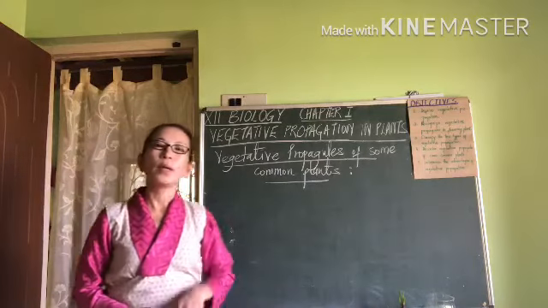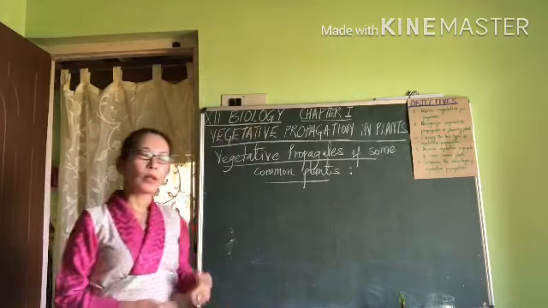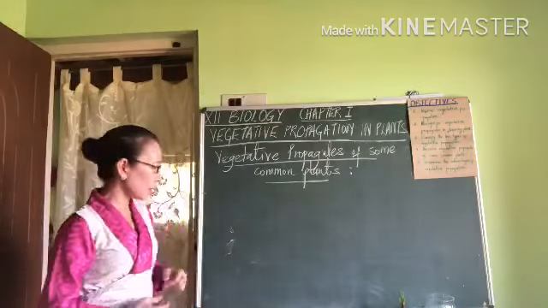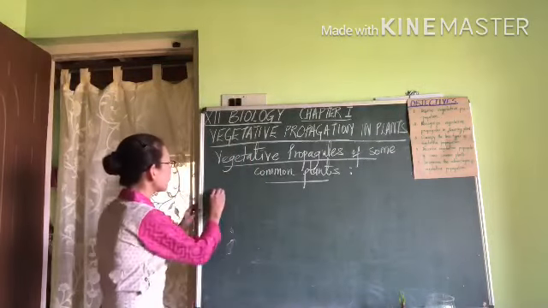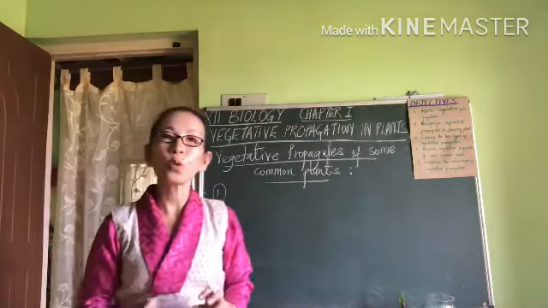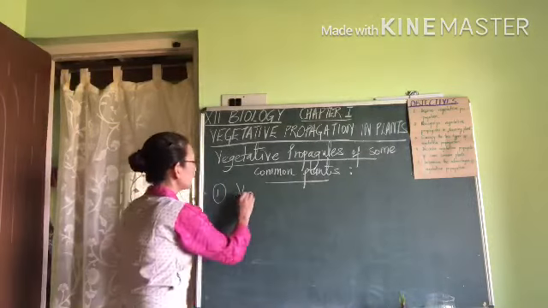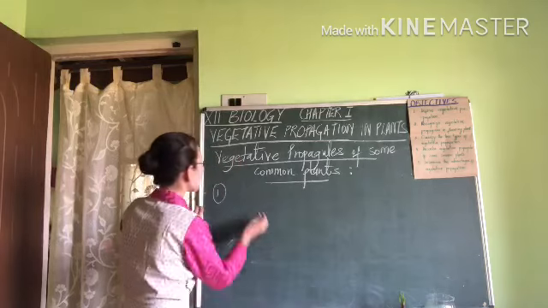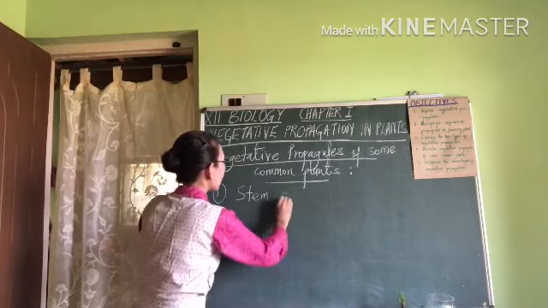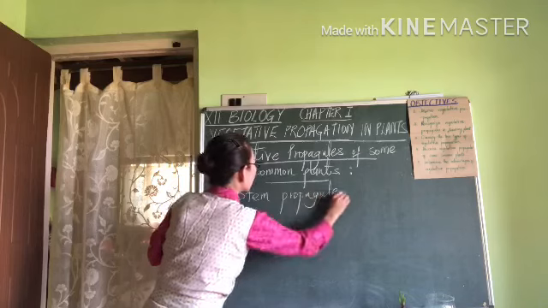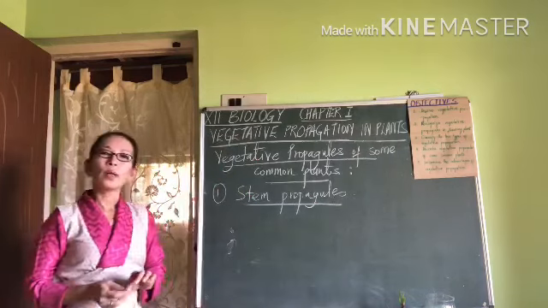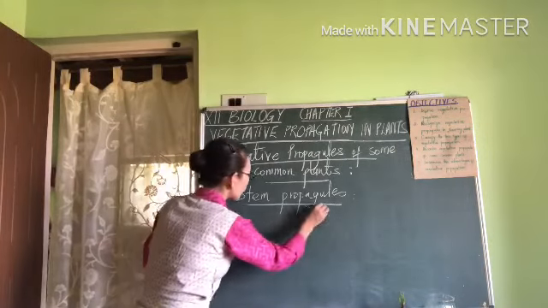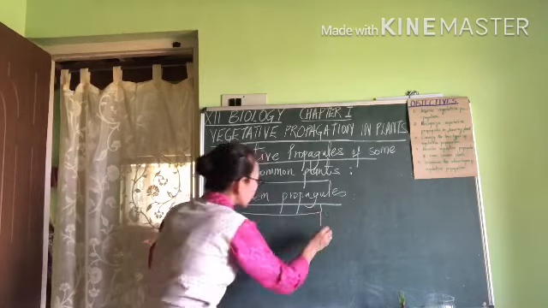Next, we will look into some of the vegetative propagules of common plants. Alright, as we have understood from the previous discussion, the vegetative propagules can be a stem, can be a leaf, can be a root. So in the first understanding, let's take up vegetative propagation through stem. Alright, so let's say stem propagules. Just to save time, I'm just going to be writing directly stem propagules.